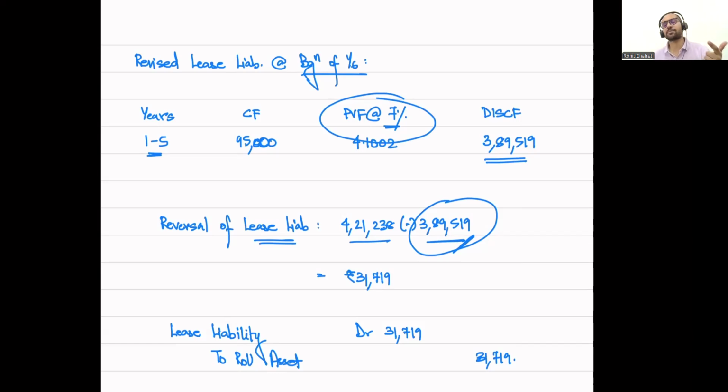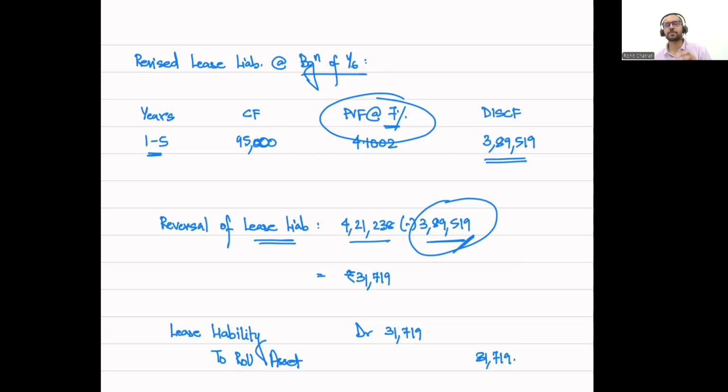The revised lease liability schedule will no longer have interest calculated at 6%, but it will have interest calculated at 7%, because you have now discounted the future cash flows at 7%. Whatever is the discount rate that you're using for the purpose of discounting the cash flows, the same discount rate will actually be used for the purpose of computing interest.